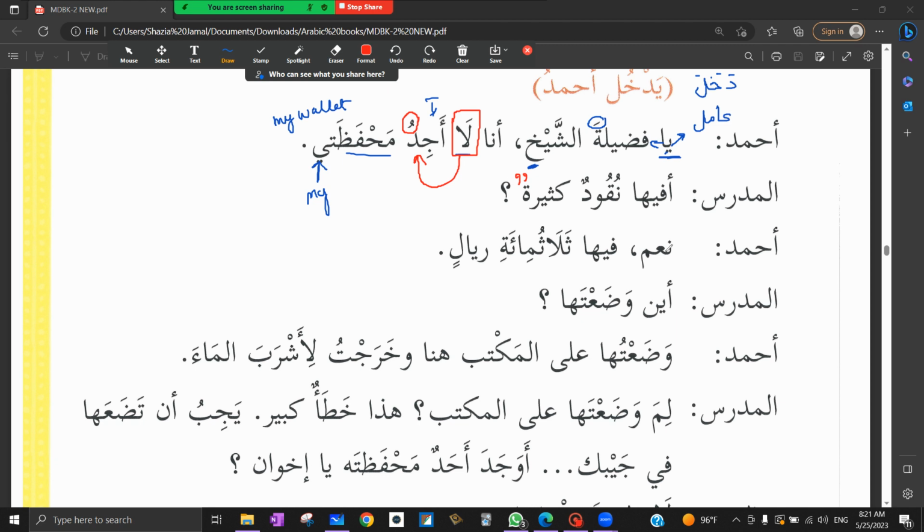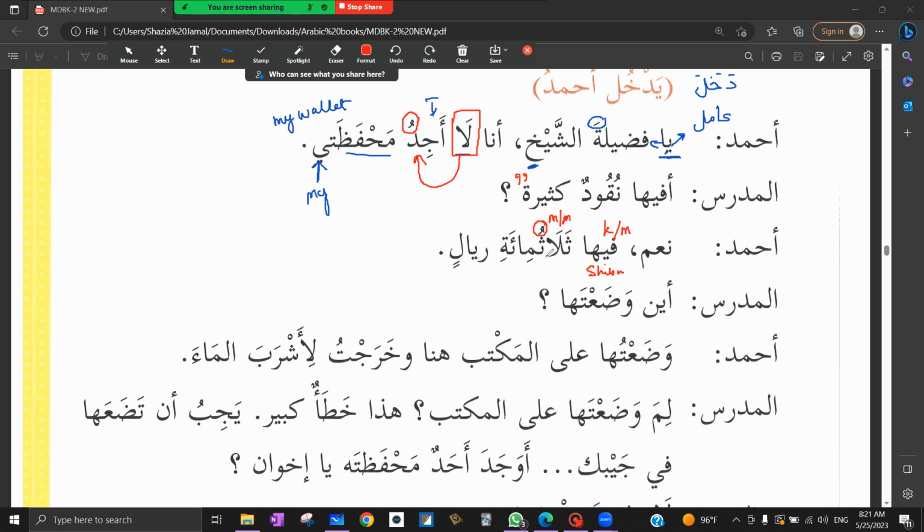So Ahmad says, Naam, fiha thalathu. Now, fiha thalathu. What kind of sentence is this? This is shibu jumla. Why? Because it starts with harf jar. Now, since this is shibu jumla starting with harf jar, this is khabar mukaddam, and this thalathu is the mubtada muakhar. That's why this is in marfu case.